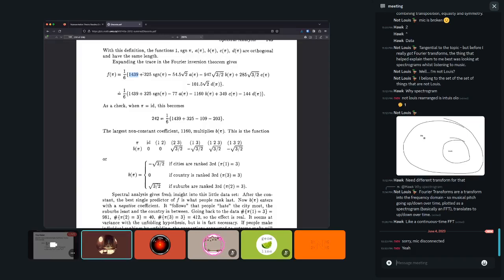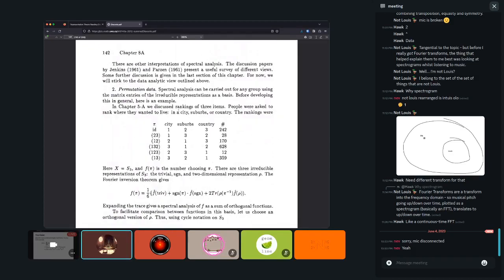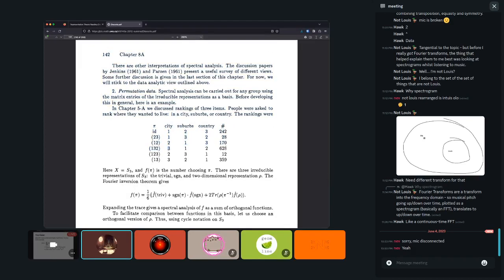For the results of this survey, ranking the country third is just kind of the mean response, and you don't get any contribution from this really big thing that changes it. But if cities are ranked third, then negative times negative is a positive, and so you get this really big contribution, because the two biggest responses have the cities ranked third, this 628 and this 359.